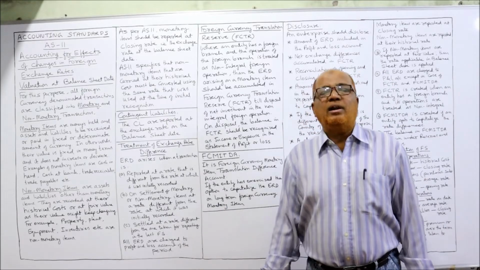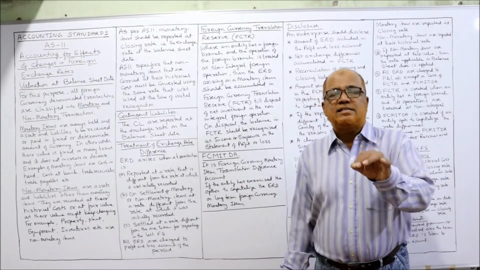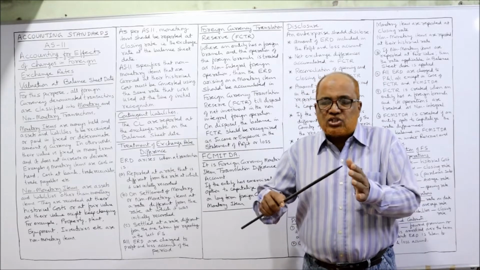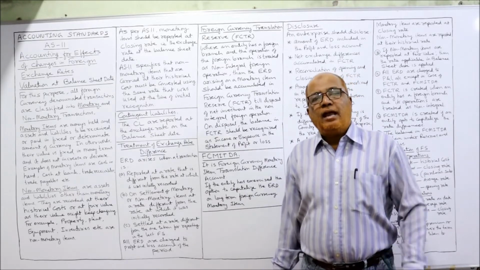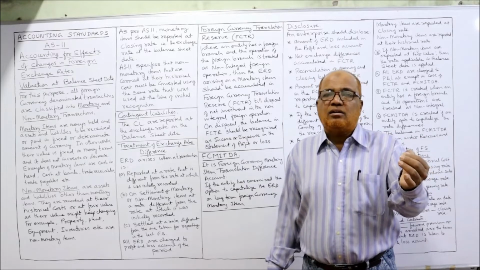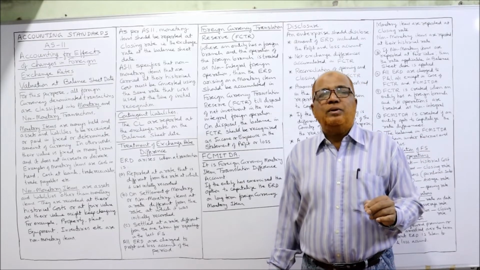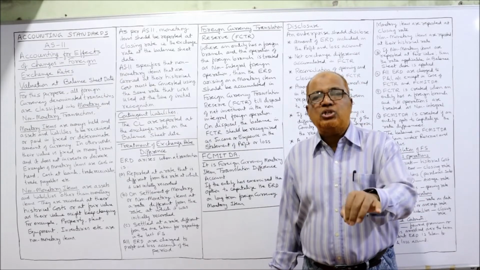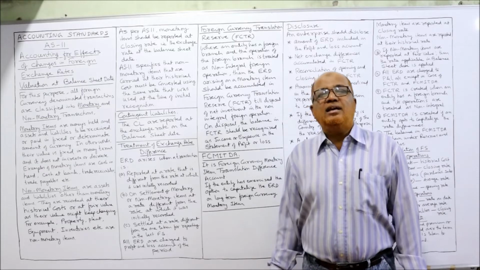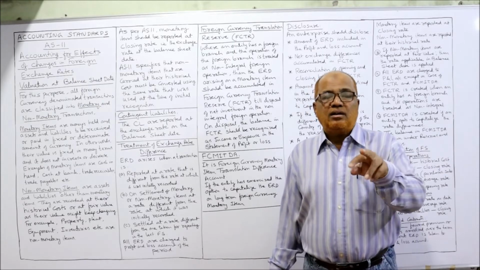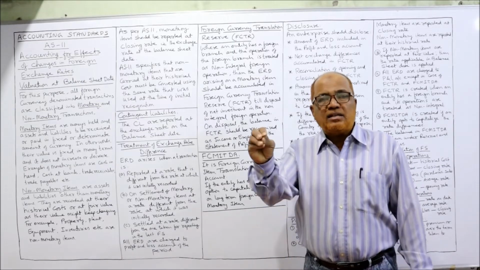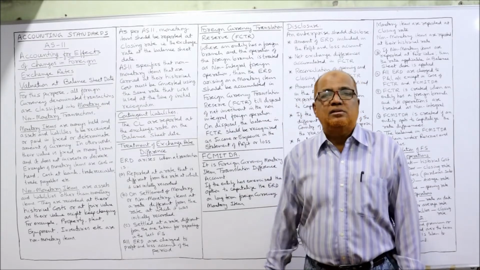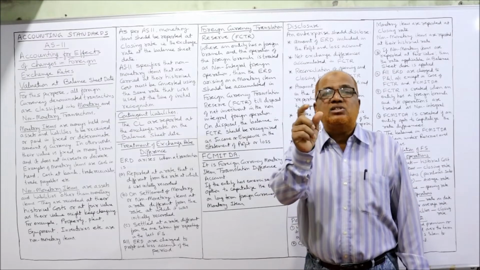Commonly it is called ERD, exchange rate difference. So the exchange rate may differ. For example, at the time of entering the transaction, the exchange rate was 80 rupees per dollar. At the time of closing the accounts on the balance sheet date, the exchange rate is 82 per dollar. So there is a difference. At the time of transaction, 80 rupees. At the time of balance sheet preparation, 82 rupees. So there is a difference in the exchange rate.